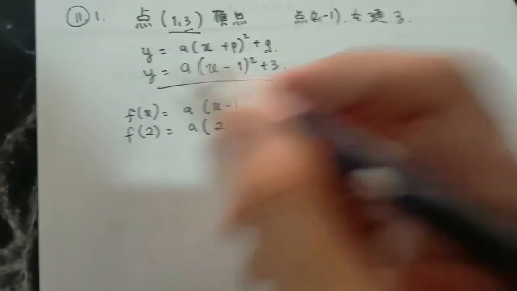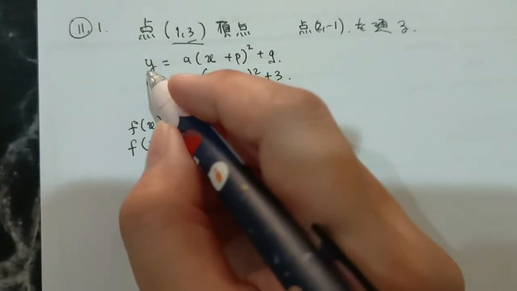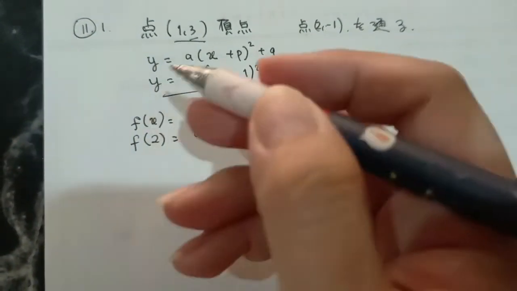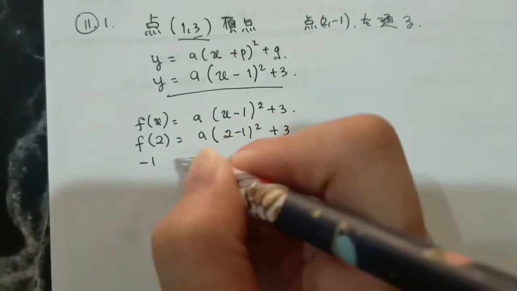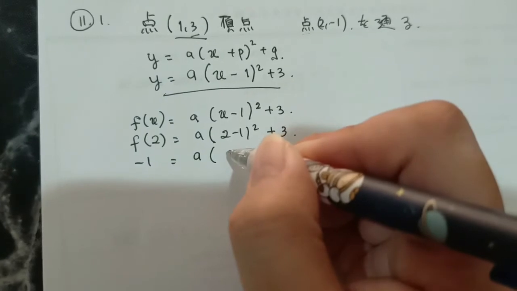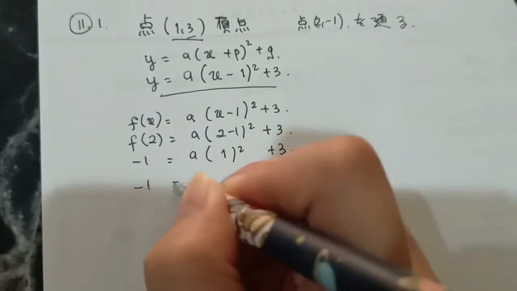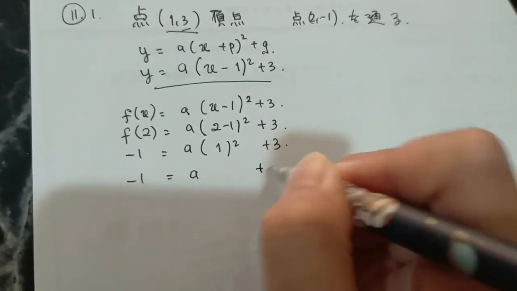So the y is minus 1. This is y, right? The same. Minus 1 is equal to a(2 − 1)², which is 1 quadrat, plus 3. Minus 1 is a plus 3.